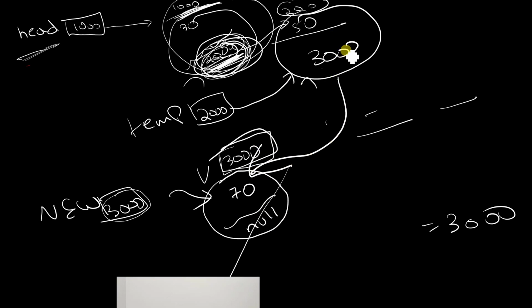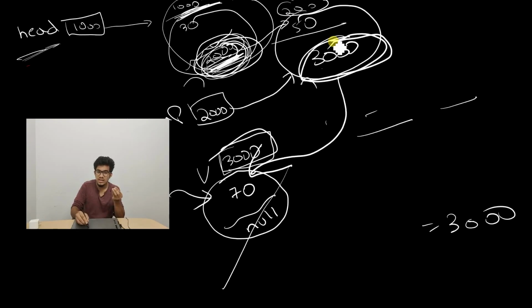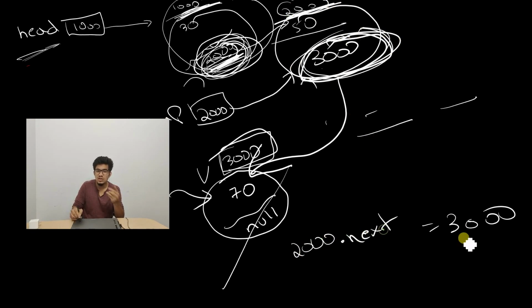But where does 3000 have to be stored? In this location. And how do you get to this location? You will get to this location by telling 2000 dot next. So where is 3000 stored? In 2000 dot next. So in 2000 dot next, your 3000 is stored.